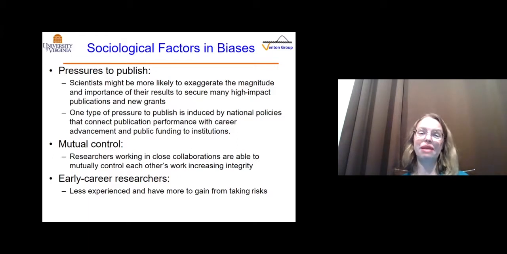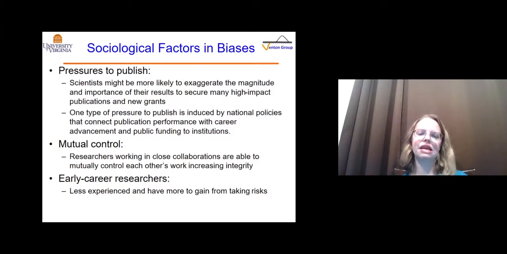Well, there's that big pressure to publish, right? So you might be more likely to want to exaggerate the magnitude and importance of the result to get a high-impact publication or a new grant, right? I mean, that's just life. The pressure's there. Publish or perish is real, especially if you're in academia. And so people are more likely to cherry-pick the results that worked, right?